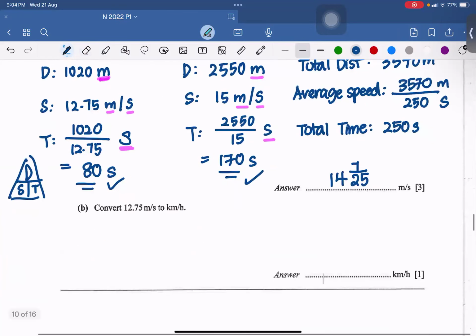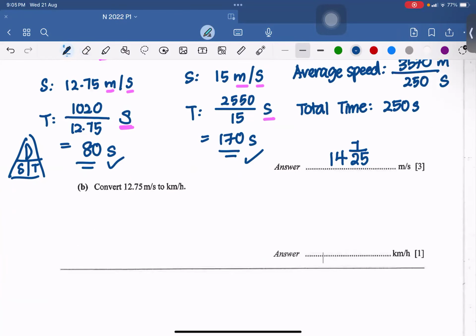All right. Next question. Just now Singer asked me for the shortcut: is it times 3.6 or divide by 3.6? I cannot remember already. So for me, what I do: 12.75 meters per second means divide, right? Per second means 1 second. I'm going to change this to kilometers per hour. I need to change meters to kilometers. Do I multiply by 1000 or divide by 1000? Divide.